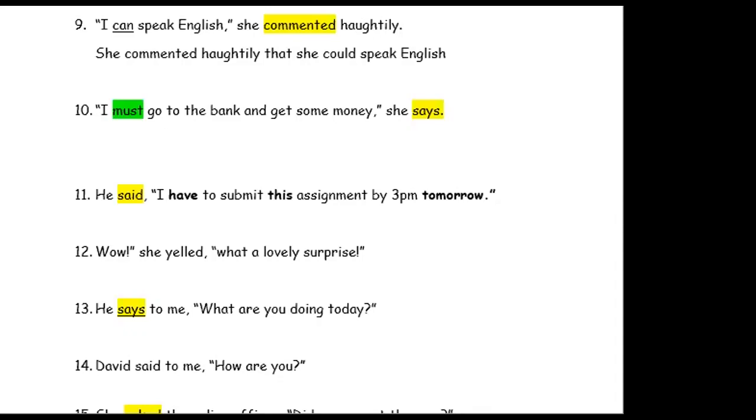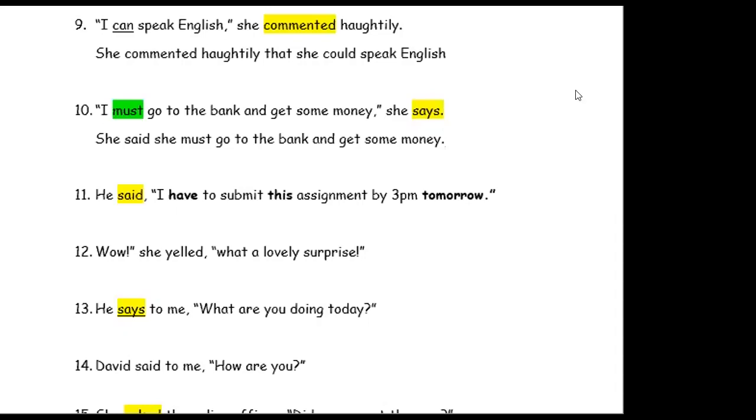She said that she must go to the bank. Okay, I'm copying and pasting Lee's answer here. Let's see if it's correct. So first of all, we need to look at the tense of this sentence, right guys? What is the tense of the sentence? I look for my introductory verb.